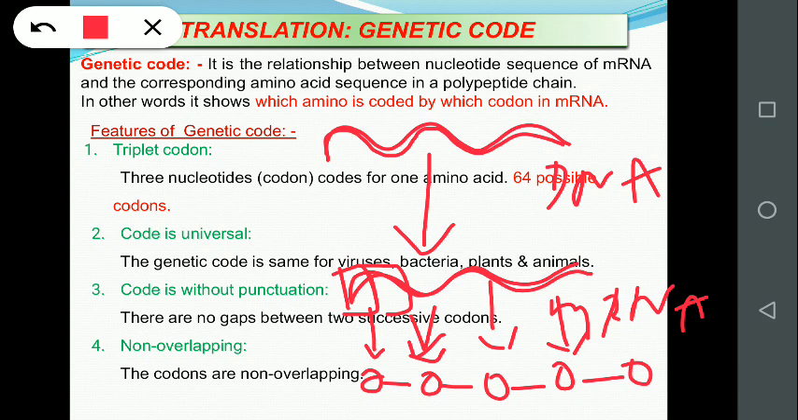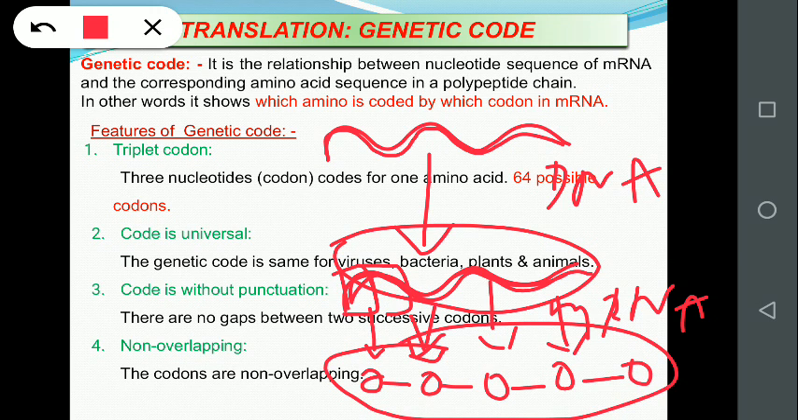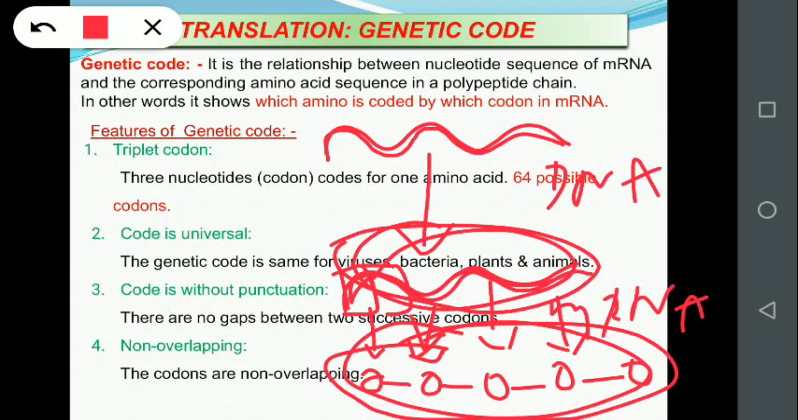So we have 4 different bases but 20 different types of amino acids. So how these 4 different bases code for these 20 different amino acids? So that is the genetic code. So here the genetic code means the relationship between the nucleotide sequence in this mRNA and the amino acid sequence in the protein or polypeptide chain. So what is the relationship between this one and this one is known as genetic code.